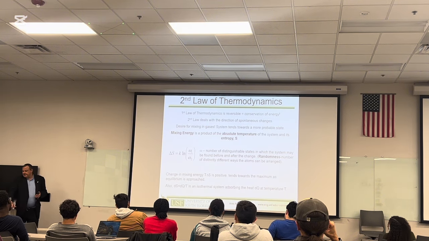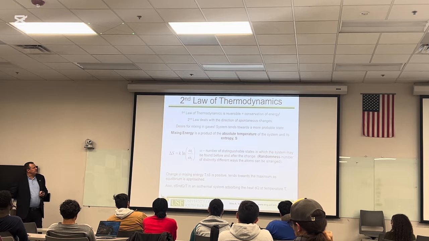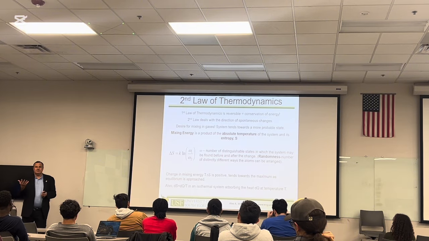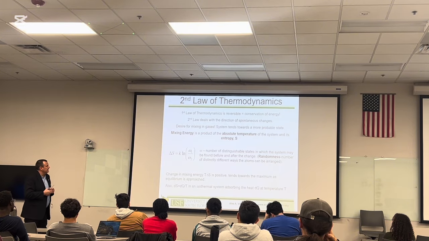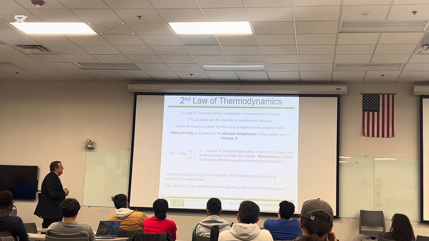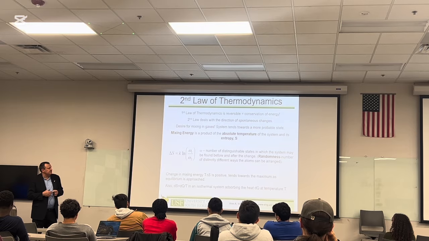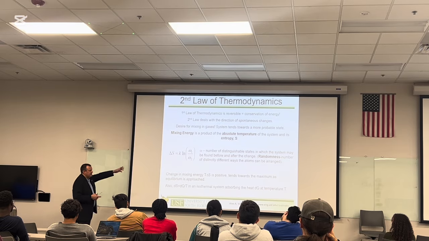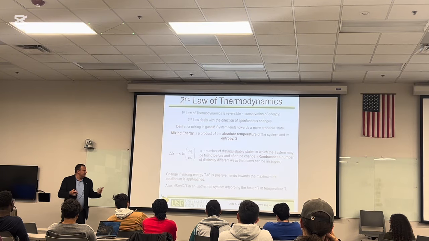The second law of thermodynamics talks about the direction of those spontaneous changes. The first one means that the energy is conserved. You're not losing or gaining any energy. The second one means that there's mixing energy, which is a product of the absolute temperature and the entropy. So that entropy delta S is equal to K times log omega 1 over omega 2 here. That's the number of distinguishable states.